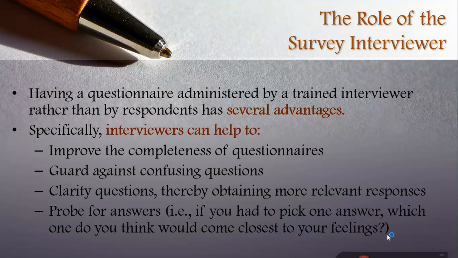So this is not to suggest that the survey interviewer is in any way coercing the respondent to answer. We never want to force anyone to complete a survey because research is always voluntary. But to the extent that they are able to, they may probe for answers in order to promote completeness of the survey. So where possible, it is okay to probe for responses.